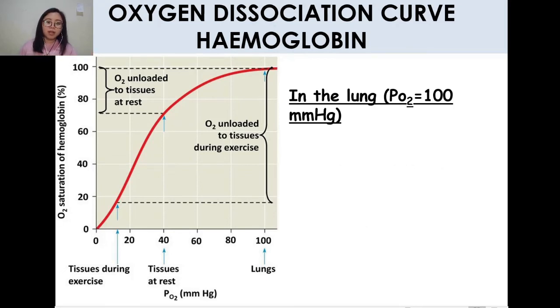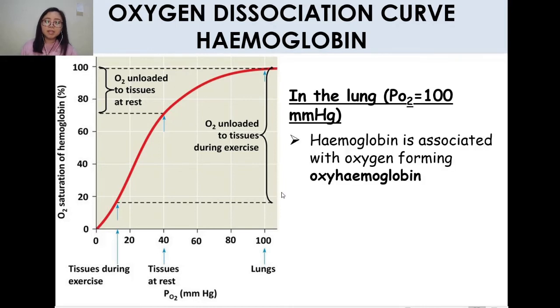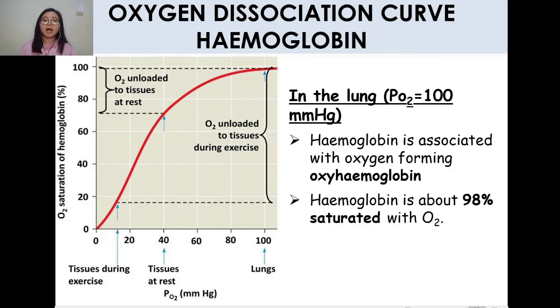When you get to the lungs, in the lung, the partial pressure of oxygen will be at its maximum at 100 mmHg. At this point, the hemoglobin is associated with oxygen to form oxyhemoglobin. Hemoglobin is about 98% saturated with oxygen. Bila ada di paru-paru, banyak oksigen akan melekat dengan hemoglobin. Hemoglobin lebih kurang 98% saturated.